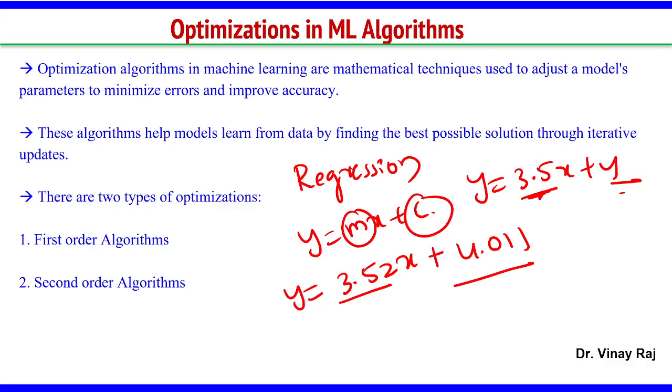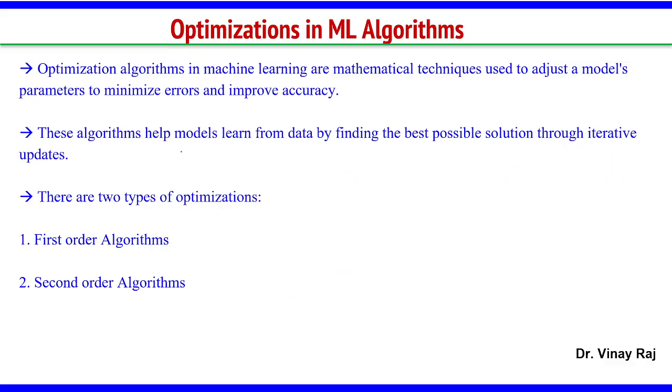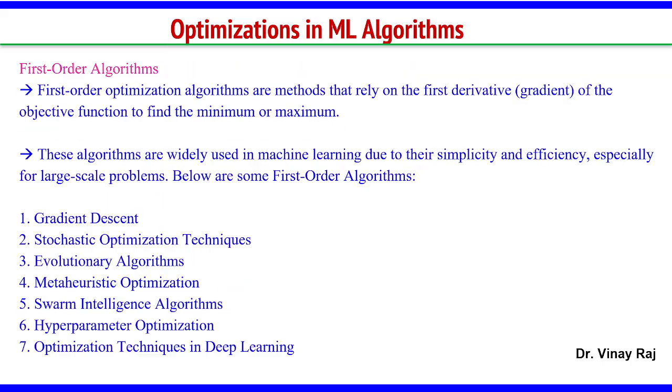Any ML algorithm you talk about, you have the model with you, and that model is doing predictions, but it may not be doing up to the mark. So, you have to adjust the parameters such that they make better predictions, right. These algorithms help models learn from the data by finding the best possible solution through iterative updates. There are generally two types of optimization algorithms: first order algorithms and second order algorithms. So, what are these first order and second order algorithms?